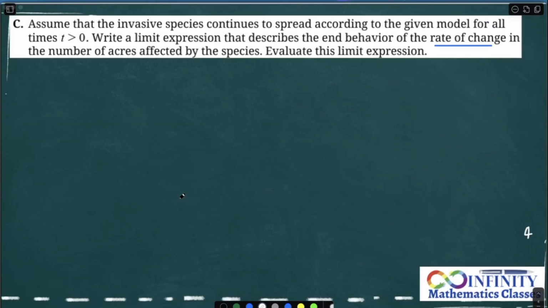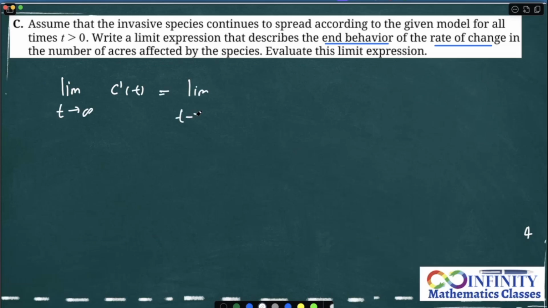Assume that the invasive species continues to spread according to the given model, whatever the C(t) given to you. Write a limit expression that describes the end behavior. Here the term end behavior is going to be very important. Whenever the term end behavior or similar terms appears, that means you are going to take the limit as t tends to infinity. So the question is going to be, what is the limit as t tends to infinity of C prime t?